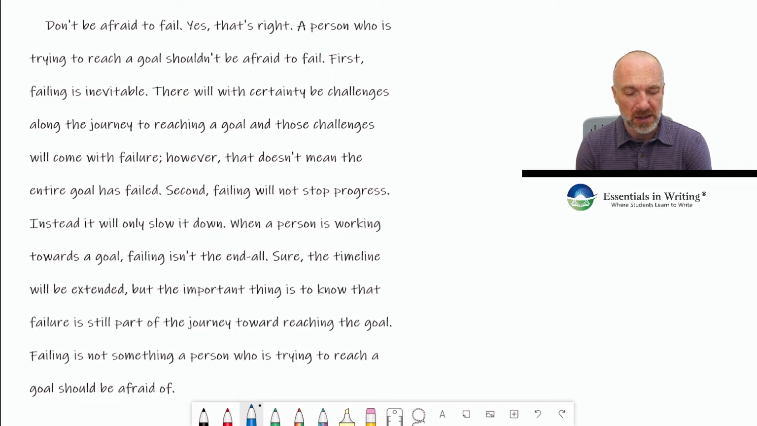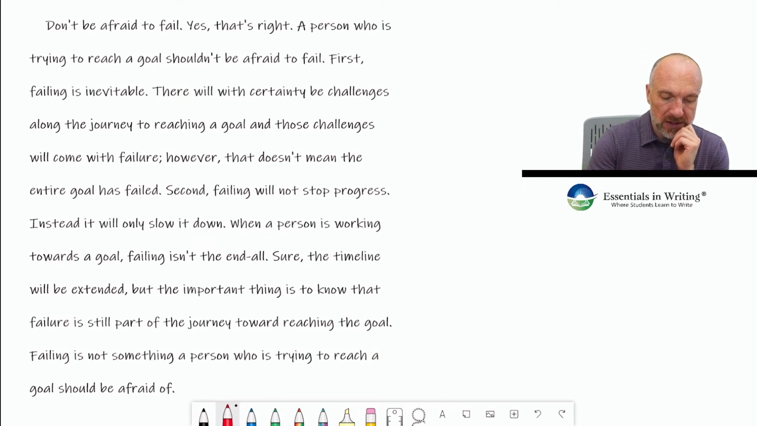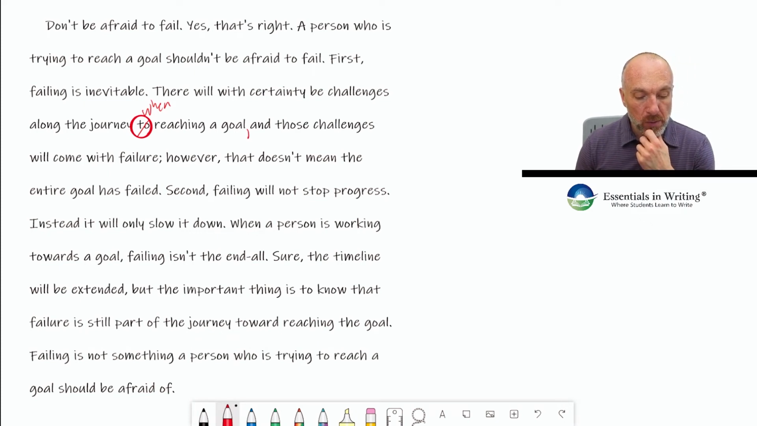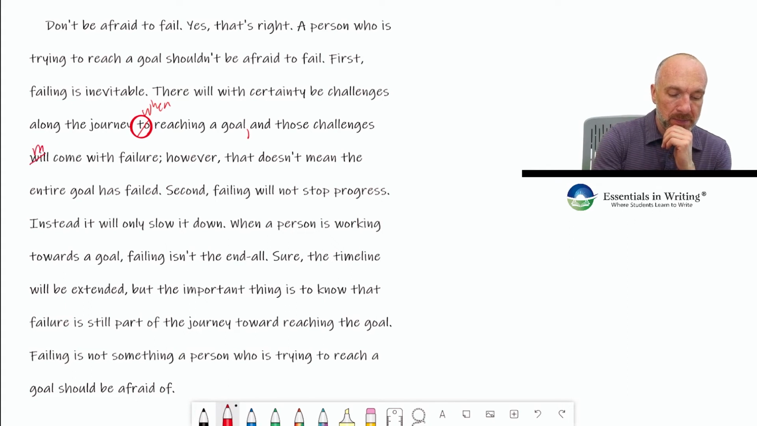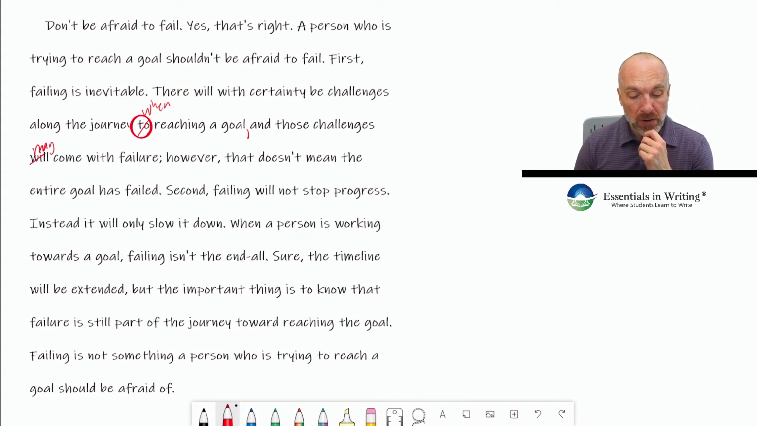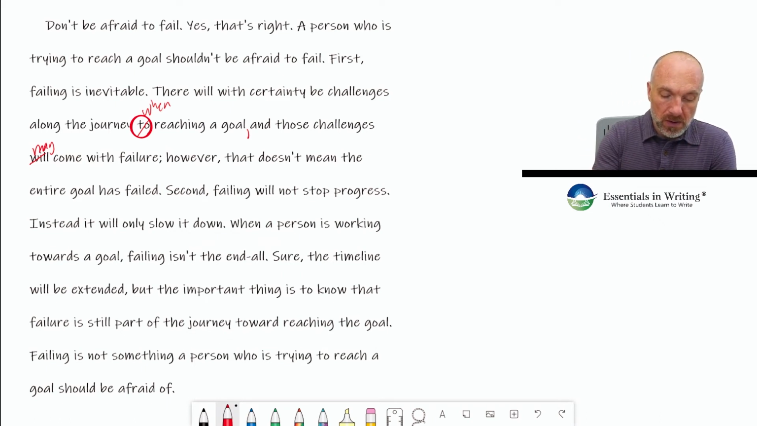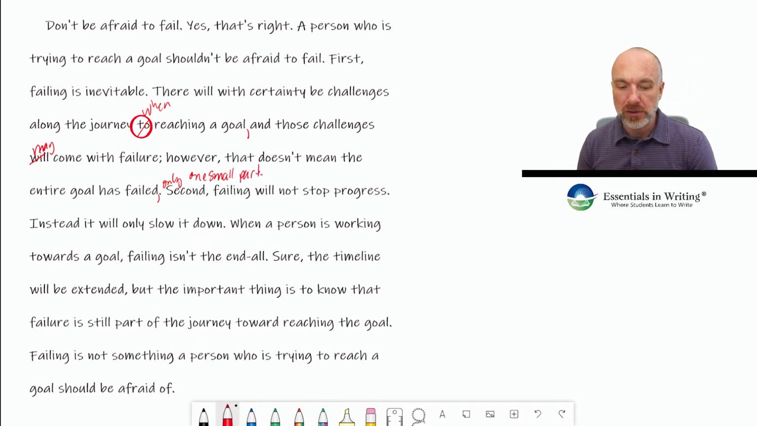Now that doesn't make sense to me. There will with certainty be challenges along the journey to reaching a goal. I think it should be when reaching a goal. Let's do that instead. When reaching a goal, comma, and those challenges will come with failure. Or let's say may come with failure. However, that doesn't mean the entire goal has failed. Comma, only one small part. Or I could say one small component, but I think I'll just do part.